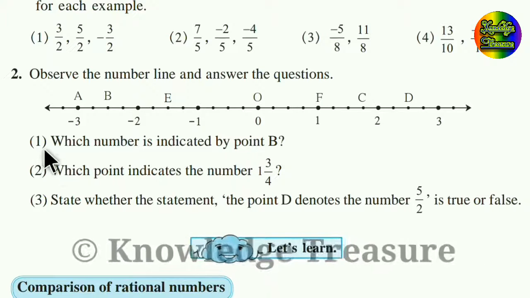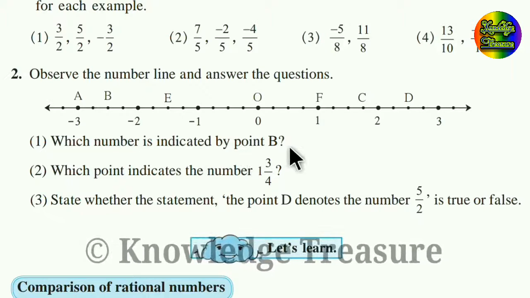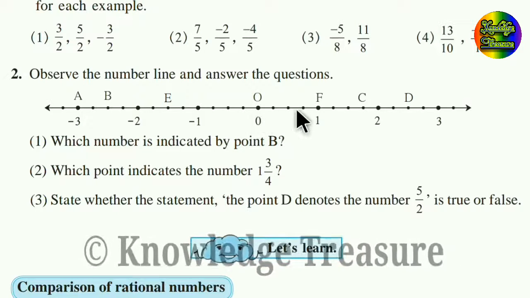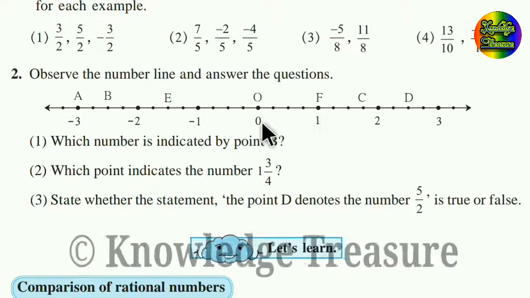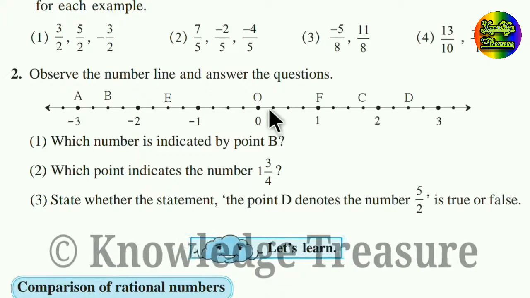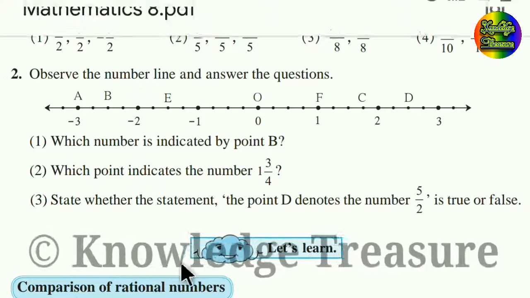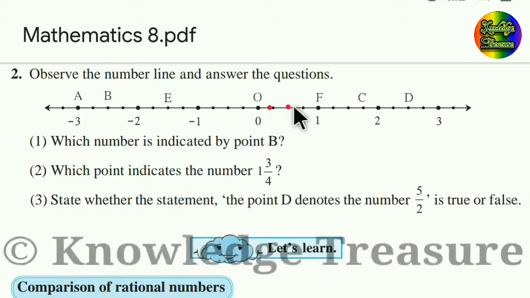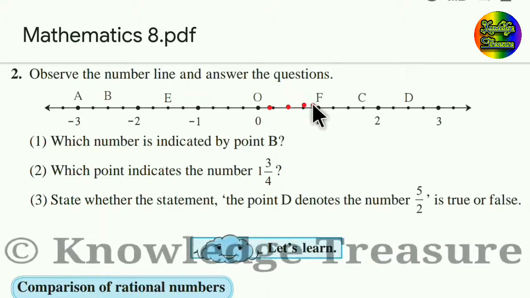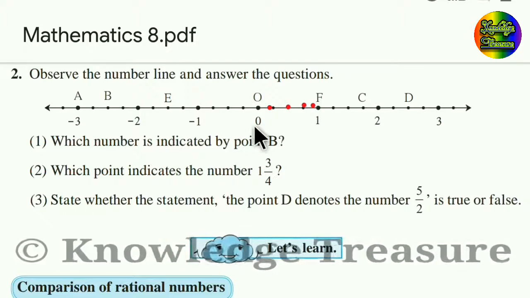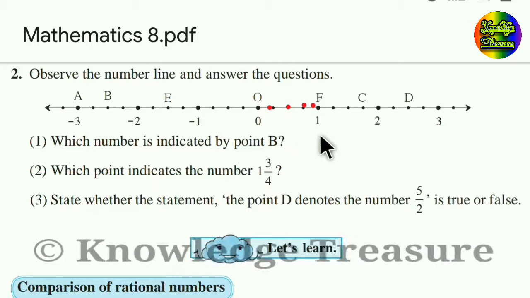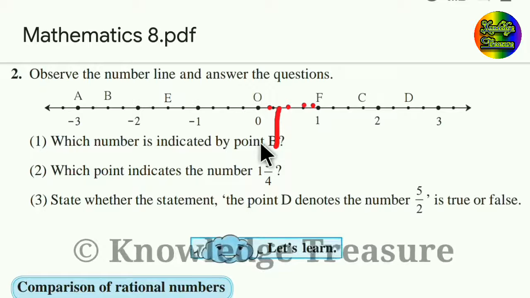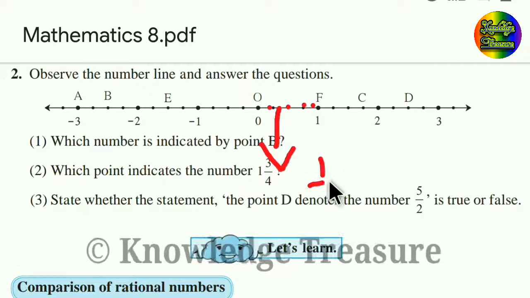What is the first question? Which number is indicated by point B? Where is B? Here is B. First of all, we will see each unit is divided into how many parts. Let us see from 0 to 1. How many parts are there? First part, second part, third, fourth. 0 to 1 is divided into 4 parts, which means each part has the value 1 upon 4.